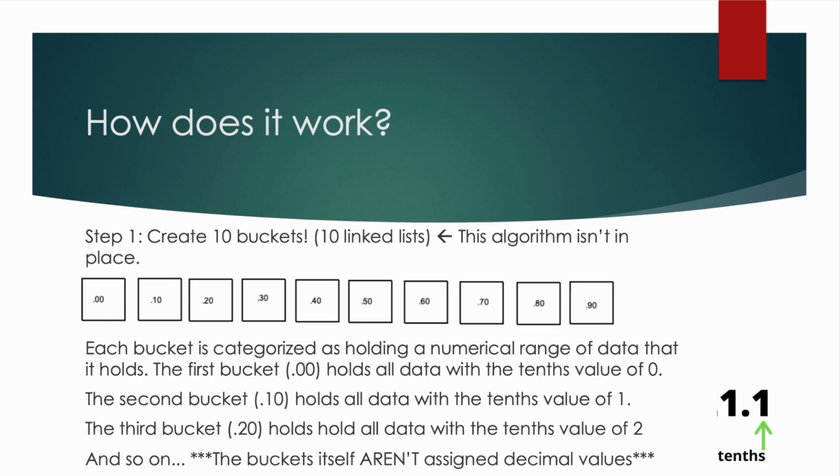The first bucket, 0.00, holds all data with a tenths value of 0. The second bucket, 0.10, holds all data with a tenths value of 1. The third bucket, 0.20, holds all data with a tenths value of 2, and so on. Now, it's worth noting that the buckets themselves aren't assigned decimal values. Those are just labels so you know where to place the data.